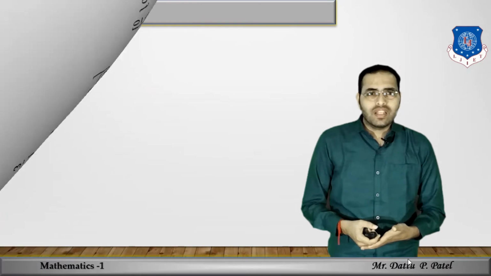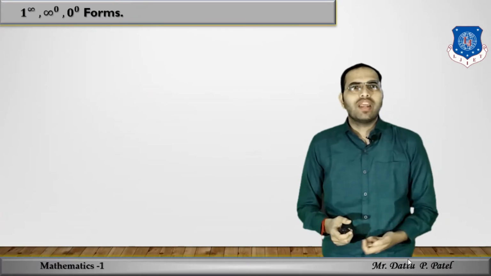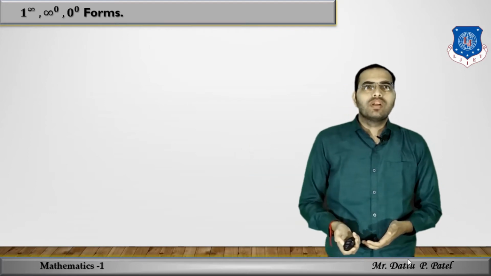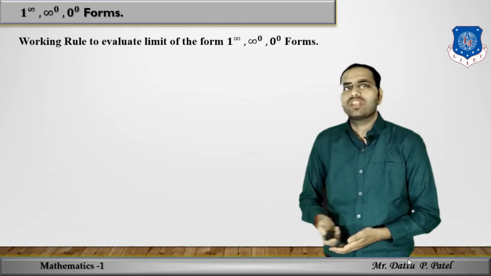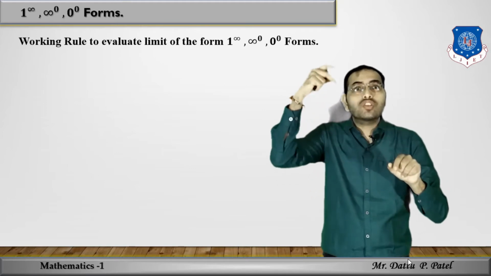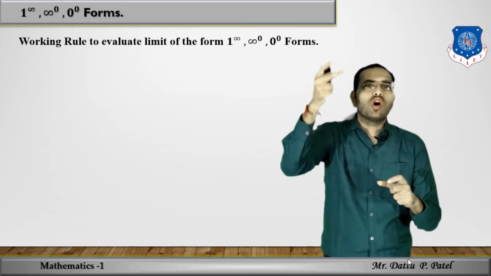Now let's see the next form, which is 1 raised to infinite, 0 raised to infinite, 0 raised to 0 form. That is our exponential form. Let's see the working rule for evaluating the exponential form. Here our form is a function raised to g of x, meaning limit x tends to a, f of x raised to g of x.